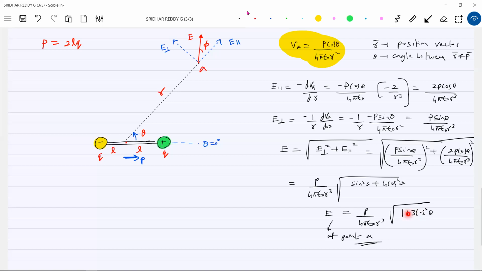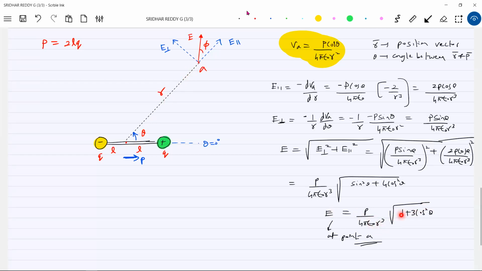Under root 4 will be 2. So 2p by 4 pi epsilon naught r cube. Then we know on the bisector, what is the field strength? It should be only p by 4 pi epsilon naught r cube on the bisector. Put theta 90, then on the bisector it is p by 4 pi epsilon naught r cube. Then at any arbitrary angle theta, the field strength is given by this particular formula.